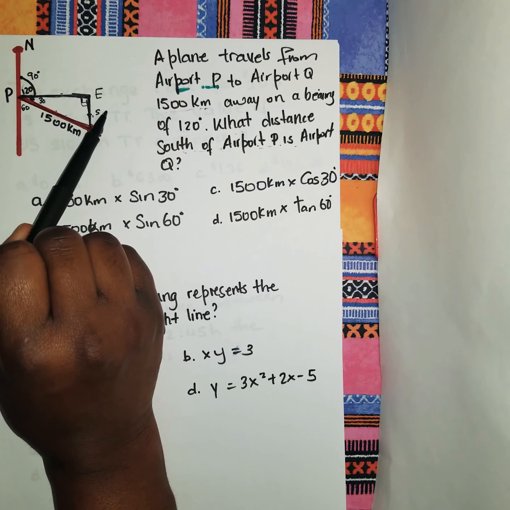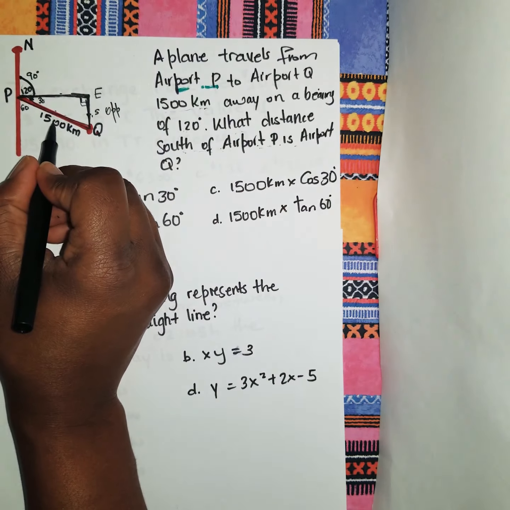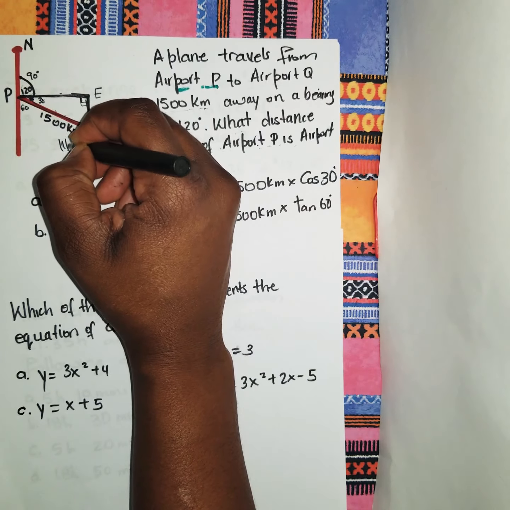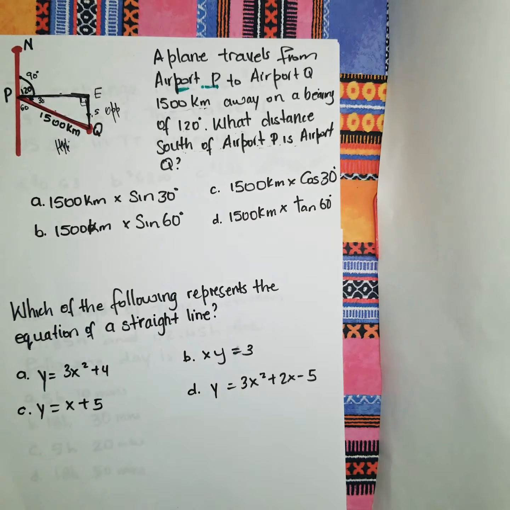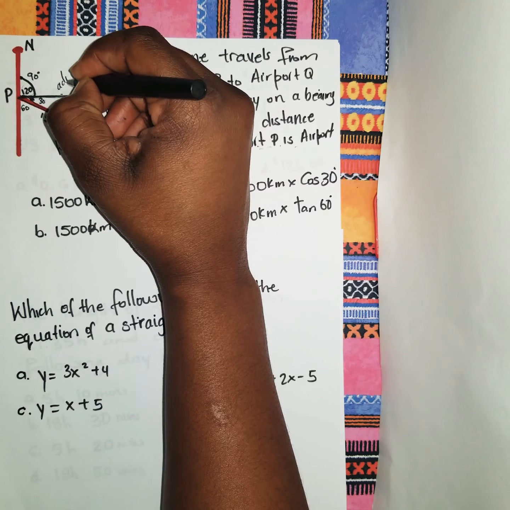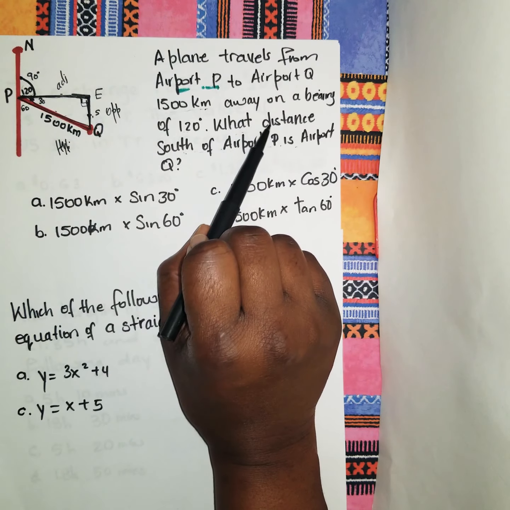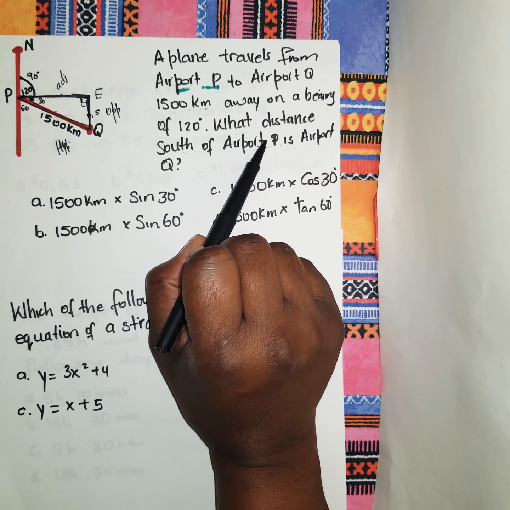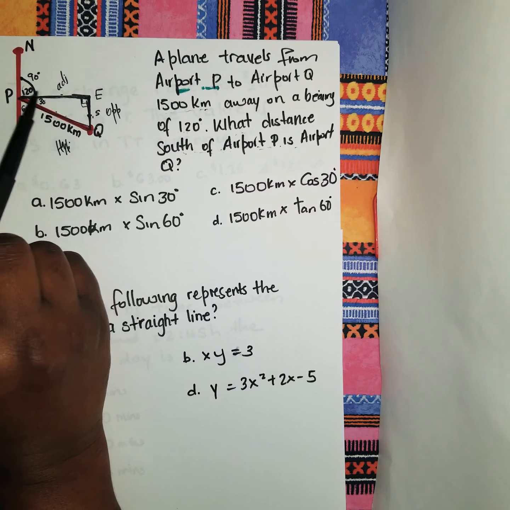So the opposite side will be the south. So I'm going to go ahead and label the sides. This is my hypotenuse, HYP. That's my hypotenuse. And this side here would be the adjacent. Okay. So since they want the distance south of P to Q, they need this angle here. So we don't need adjacent.